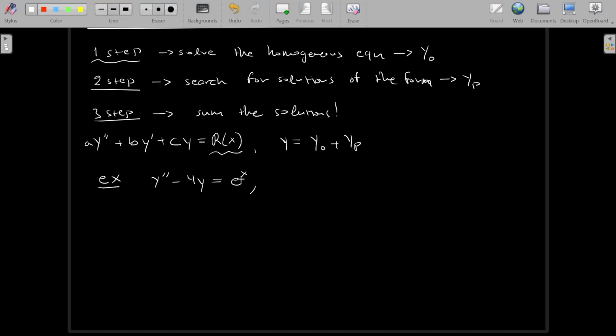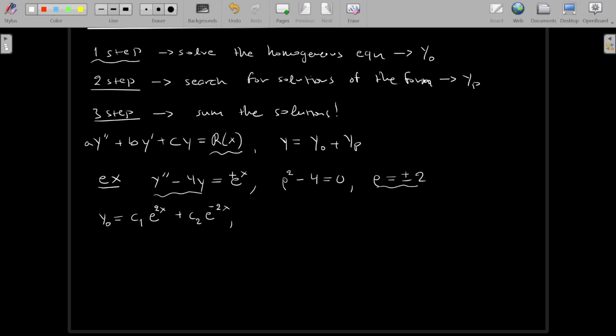Now, the characteristic equation, which solves the homogeneous part, is going to be rho squared minus 4 is 0, meaning that rho is plus minus 2. So the homogeneous solution y naught is c1 e to the 2x plus c2 e to the minus 2x, from the roots of the characteristic equation.